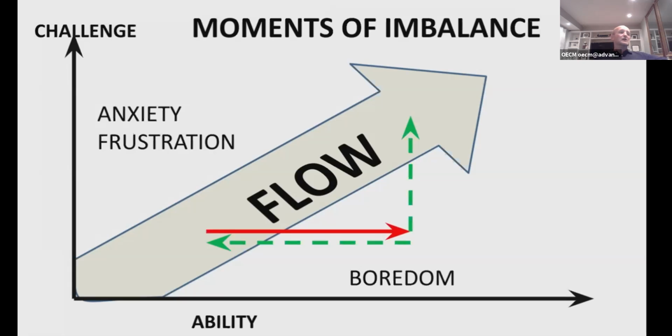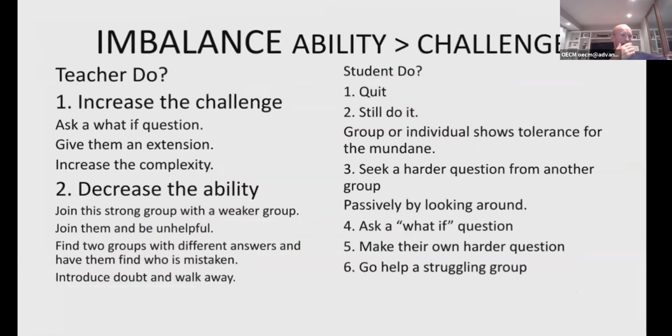Okay, you're done, show some autonomous behavior. Can you create your own question? Can you create a question that you think another group would find difficult? Those types of things that they could do, right? Or that you could do. So again, I probably don't have all the ones we came up with listed here, but lots of great strategies, right? So what can the teacher do? You can increase the challenge, ask a what if question, give them an extension, increase the complexity.